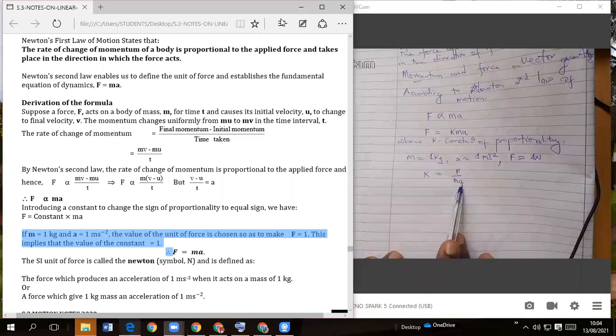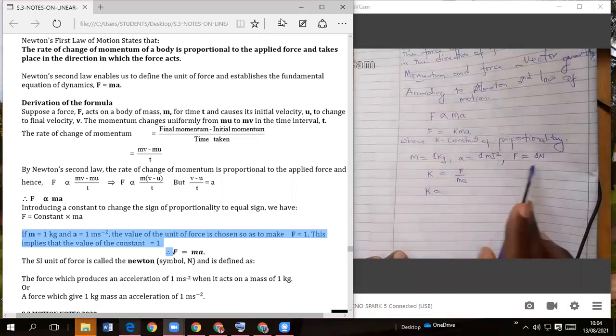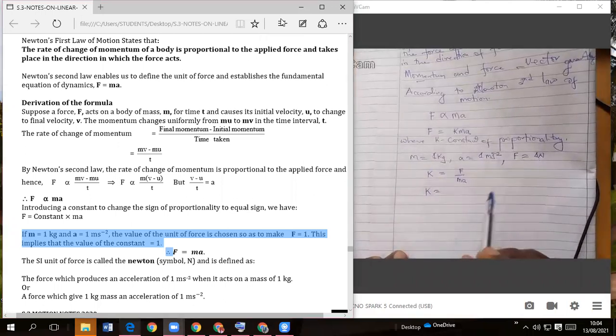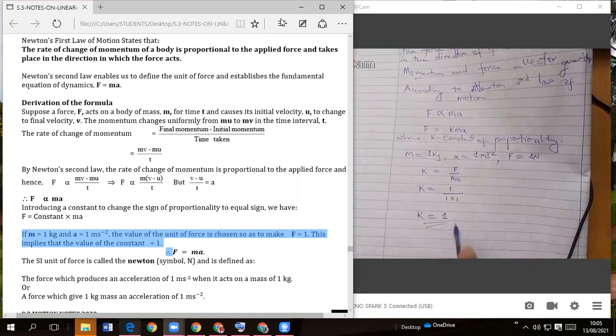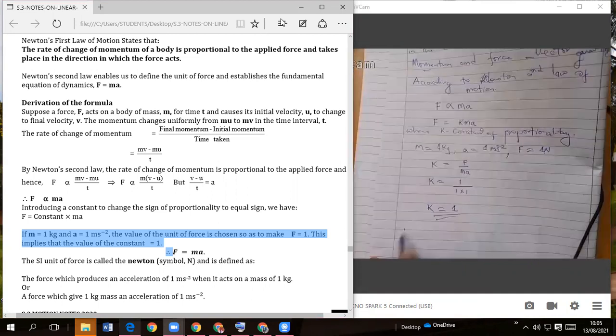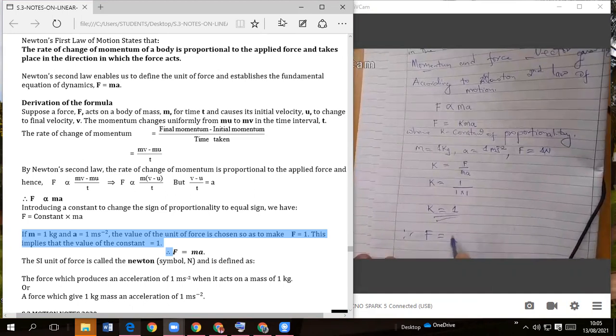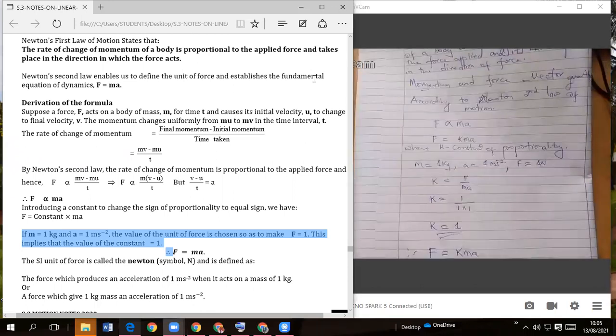Now we are saying that if the force applied on the body is 1 Newton, then we have 1 divided by the mass. Mass is 1, so 1 times 1, which means our K will be equal to 1. That's why we normally write the formula as F = KMA. Remember, we got K to be 1, so therefore our formula will just be F = MA.